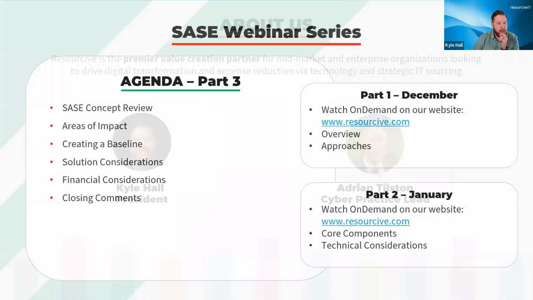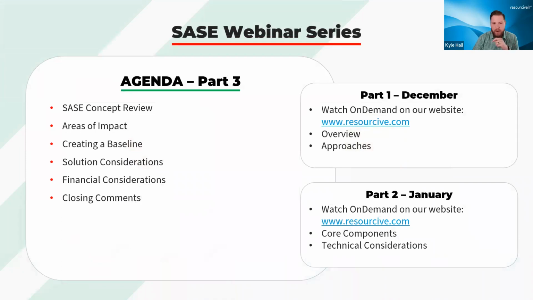Cool. Thanks, Adrian. So I already alluded to where we're at in this series. This is the third and final part. We started back in December with an overview of what SASE is, a quick concept review of what it entails, some of the different approaches to implementing it in companies, and some of the different approaches vendors are taking to this market. Then in the second part, we really went deep. I didn't talk nearly as much in that one. That was Adrian's show, and went into some of the more in-depth technology considerations.